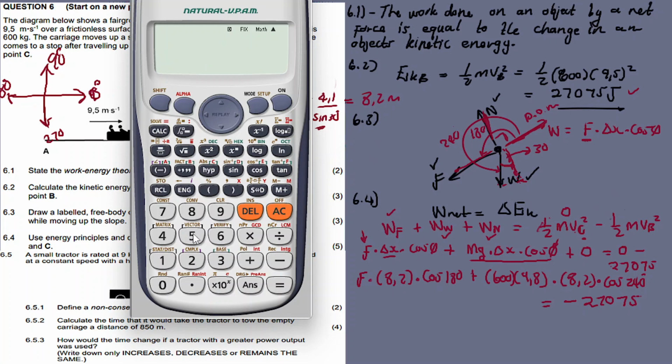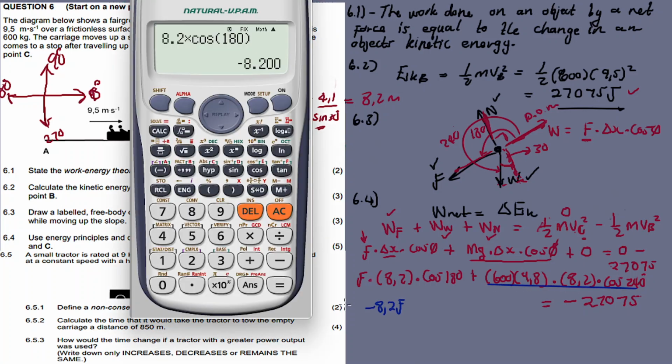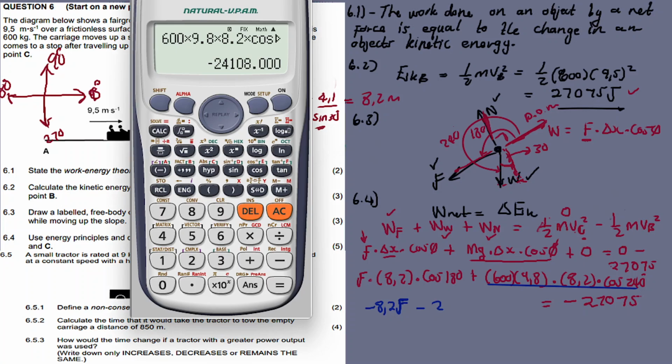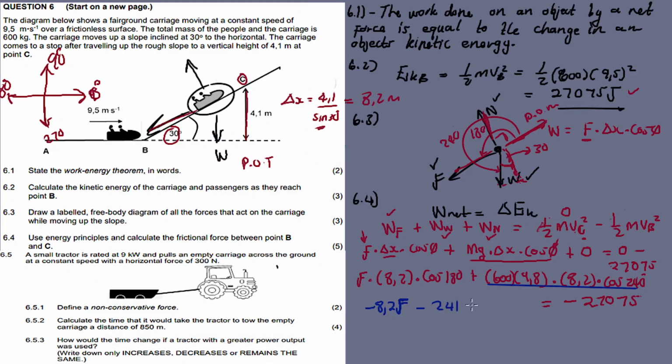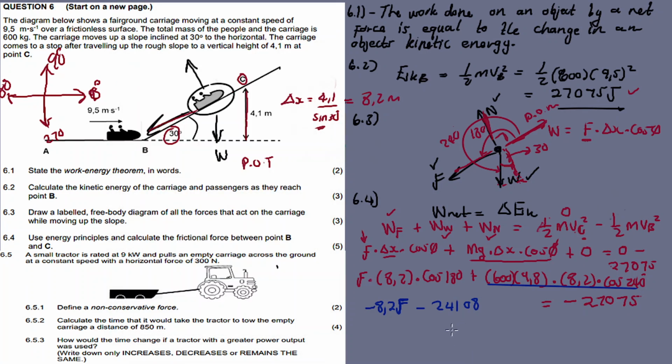So 8.2 times 8.2 times cos 180, it should be negative, yes, it's negative 8.2F. Then she calculated this part: 600 times 9.8 times 8.2 times cos 240. Now answer. F luna, so it's minus 24108. Now answer here too.